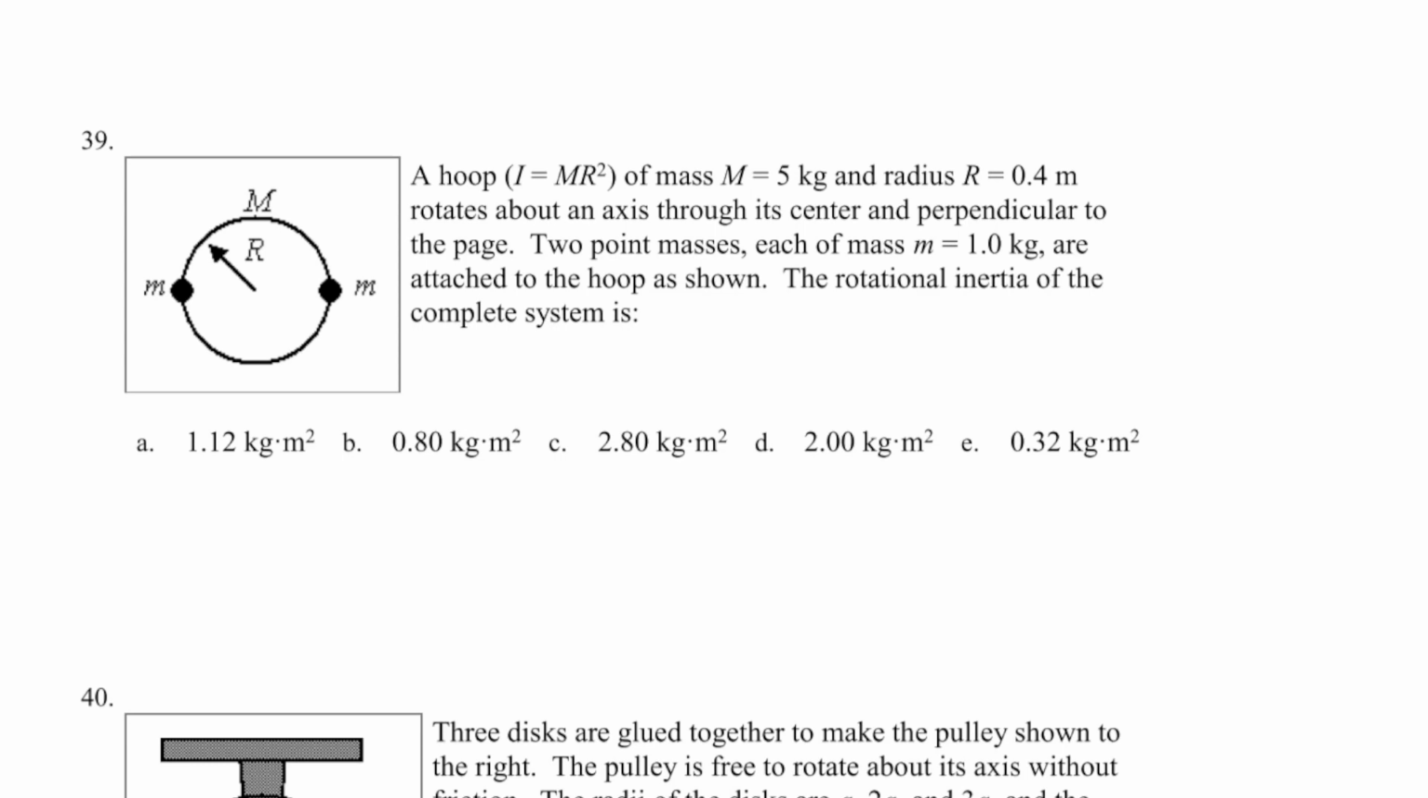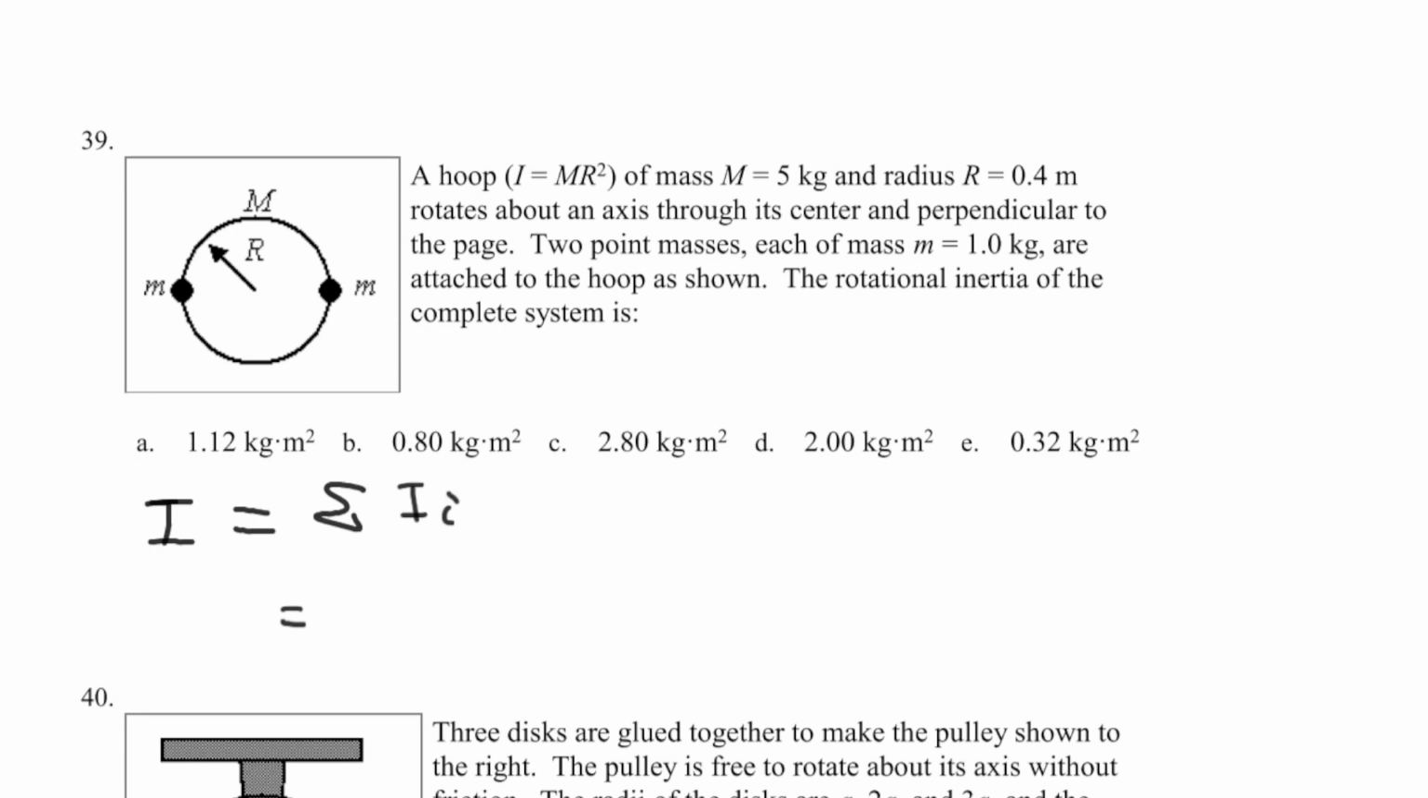All right, last two. A hoop of moment of inertia, mr squared, rotates about its axis through its center perpendicular to the page, but also there's 2 point masses on it. What's the rotational inertia of the system? Well, moment of inertia is just going to be the sum of all the moments of inertia.